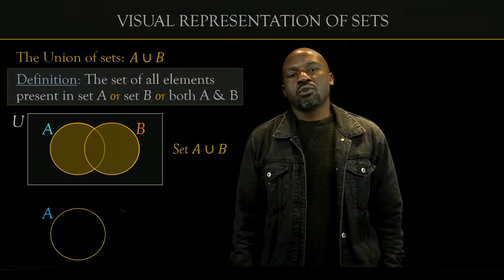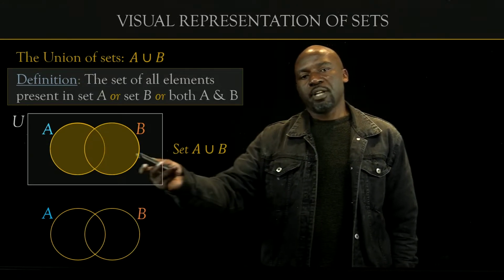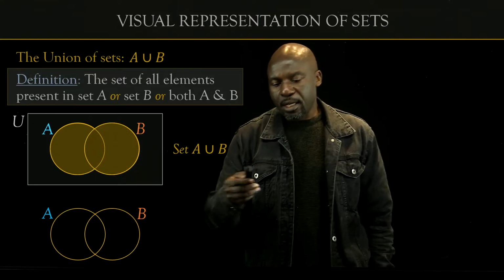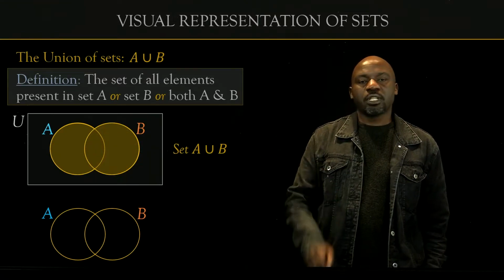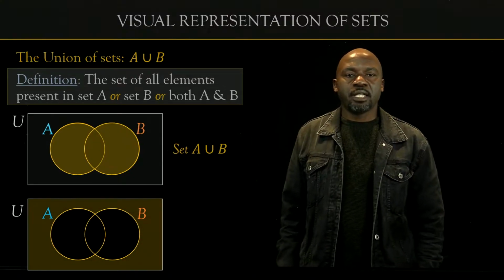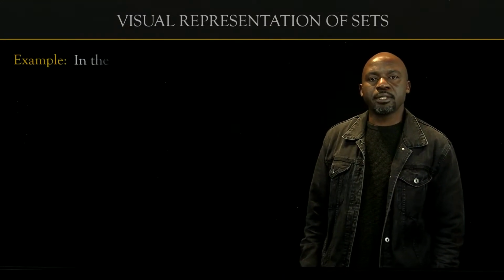We can also draw the complement of this set. The complement would mean everything outside this yellow section. That means in the universal set, of course, but outside the yellow section, and we would represent that like that. So this is the complement of A union B. Let's look at some examples.